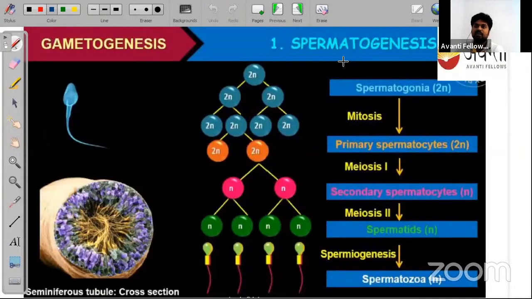This is the simple overview of spermatogenesis. ये spermatogenesis का overview है. Okay, and you can see the different levels here in the picture for the spermatogenesis process. So here you can see the spermatogonia. Next thing is the primary spermatocytes.